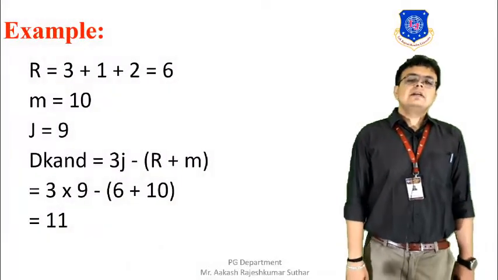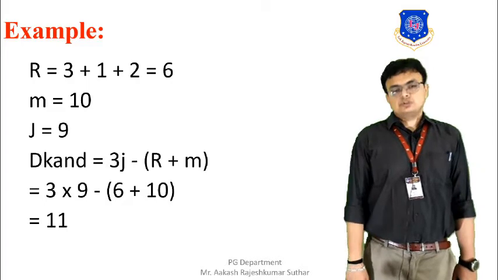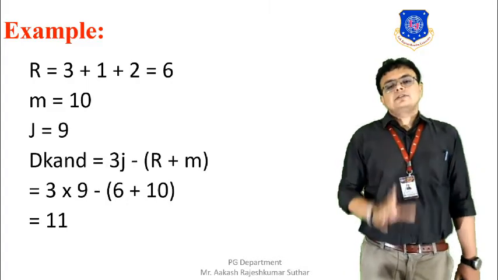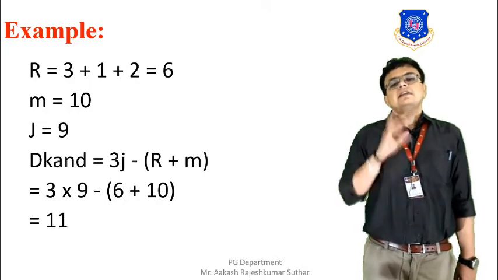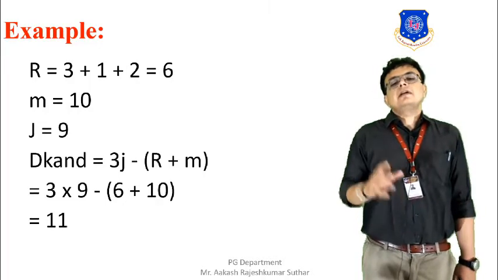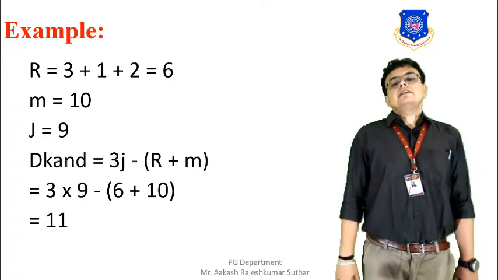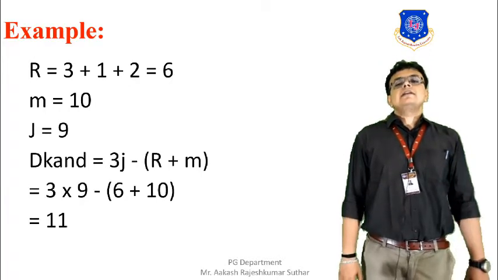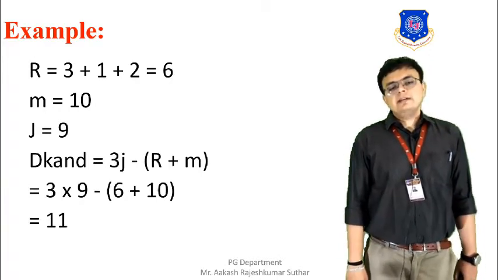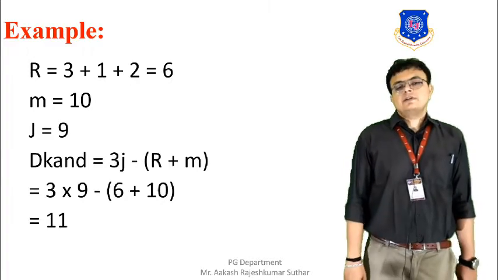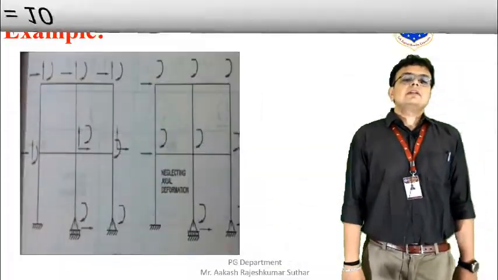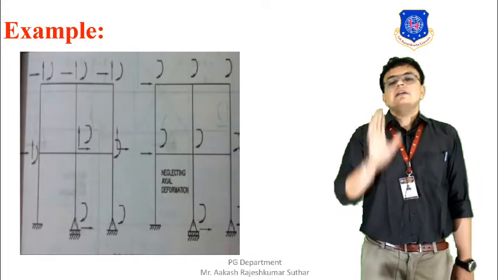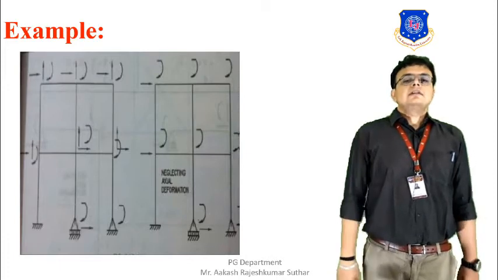Let's discuss. So R is equal to 3 plus 1 plus 2, that is 6. The number of members here is equal to 10. Joints are 9. So if we want to find the degree of kinematic indeterminacy neglecting the axial deformation, then it will be equal to 3j minus capital R plus m. So 3 into 9 minus bracket 6 plus 10. Finally, we are getting 11. So you can see over here that 1, 2, 3, 4, 5, 6, 7, 8, 9, 10 and 11 are all the degrees of freedom there.